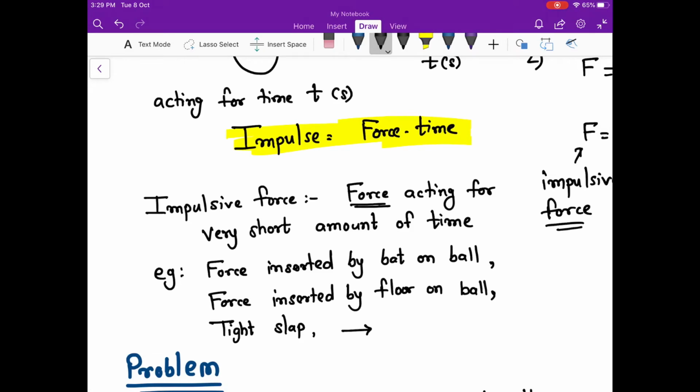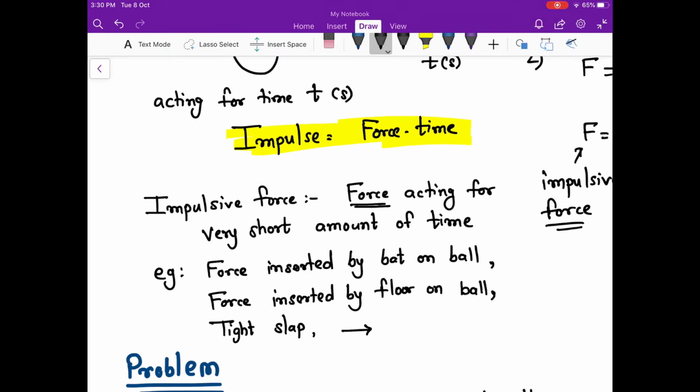The second example is the force exerted by the floor on the ball. Whenever a ball drops on the floor, the floor exerts some force for a very short period of time, and because of that force the ball bounces off. Instead of a ball you can take any other object which bounces off. Or even in case of a slap, whenever somebody slaps, the time of contact of the hand with your face is very small, but the force of the slap is quite tremendous, and because of that you get some reddish mark on your face. So that is also an example of impulsive force, a force which is acting for a very short period of time. Now let us solve some problems.